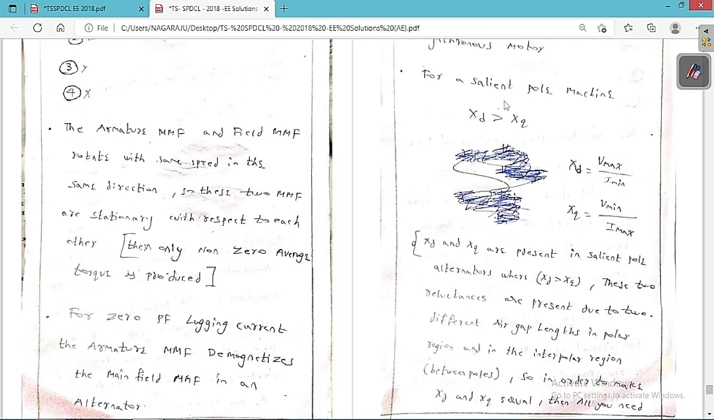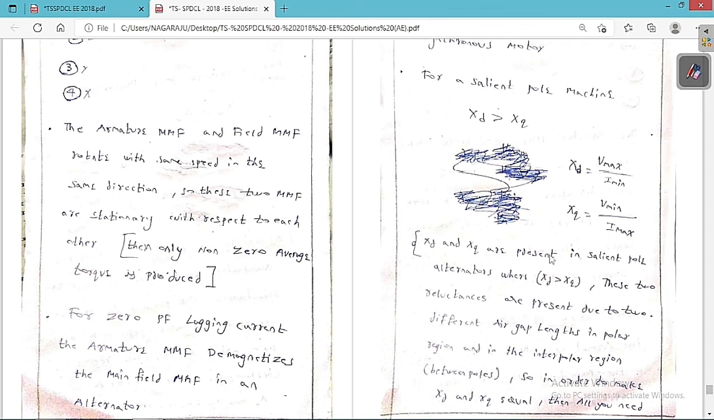As I already told you, for a salient pole machine, XD is always greater than XQ. XD is called the direct axis reactance and XQ is called the quadrature axis reactance. XD is equal to Vmax by Imin, and XQ is equal to Vmin by Imax. So XD is always greater than XQ.